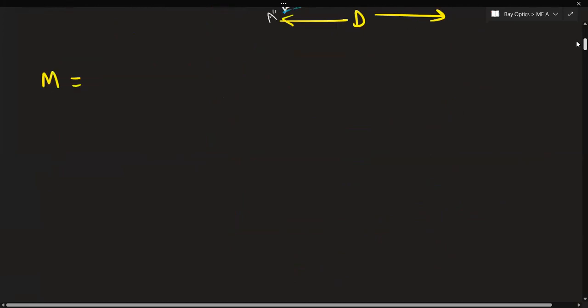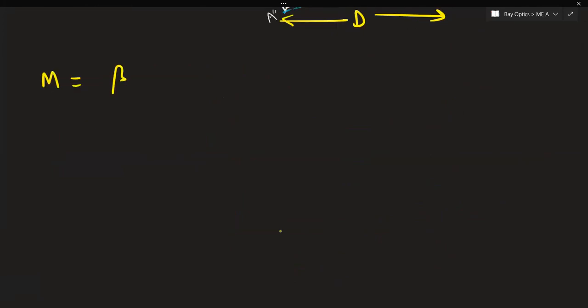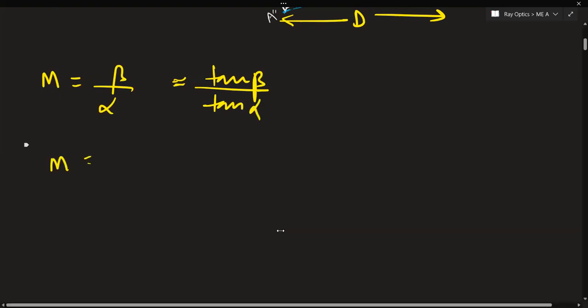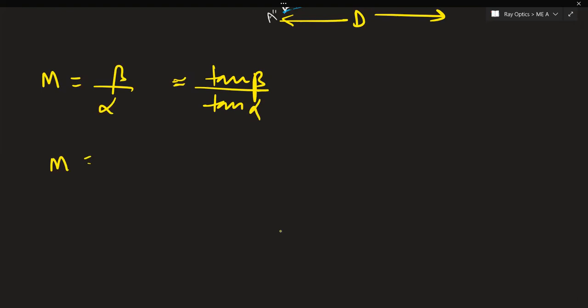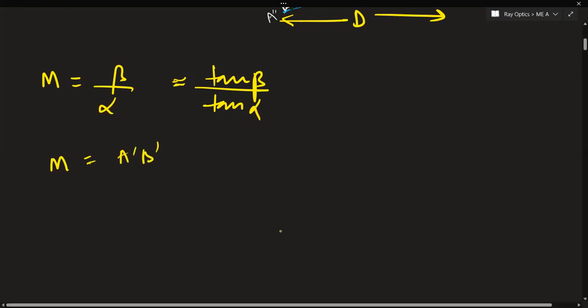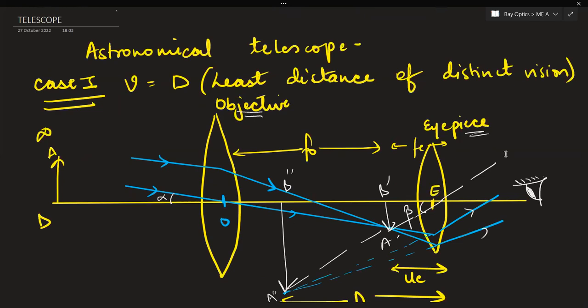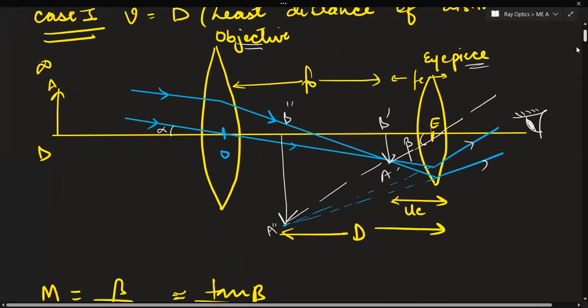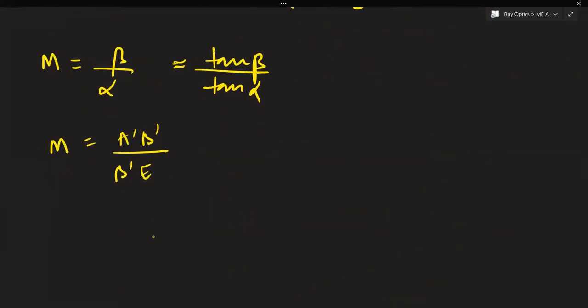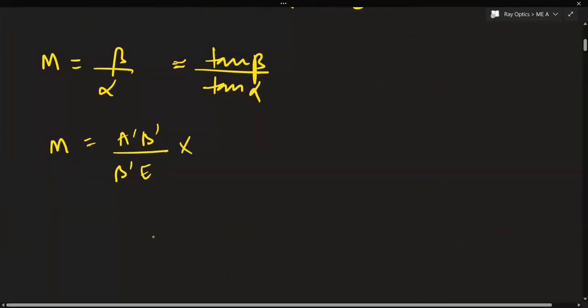So same thing, m is equal to beta by alpha, and the way we use the small angle approximation, where you can almost write it as tan beta by tan alpha. Now magnification, exactly the same thing, class. This is a very short topic. After this, we'll start with Prism directly. See, this will again be the same thing, A dash B dash by B dash E. Let us name this optical center of the eyepiece as E. Otherwise, the triangle will be incomplete because O we have already chosen as the optical center for the objective lens, divided by tan alpha. So this will be the reciprocal.